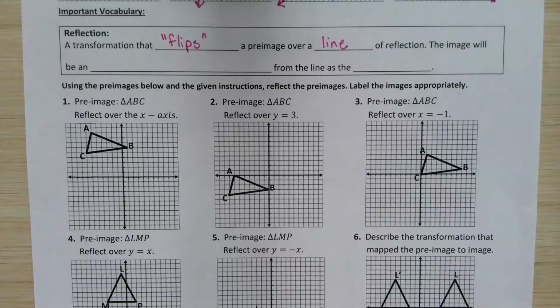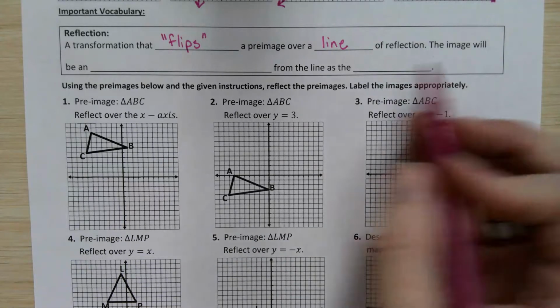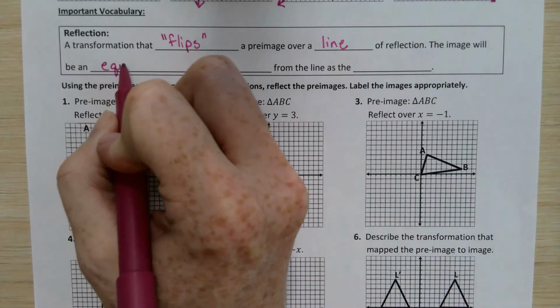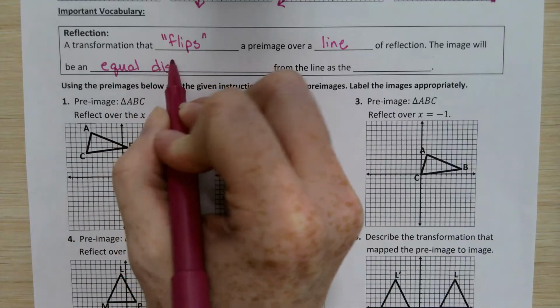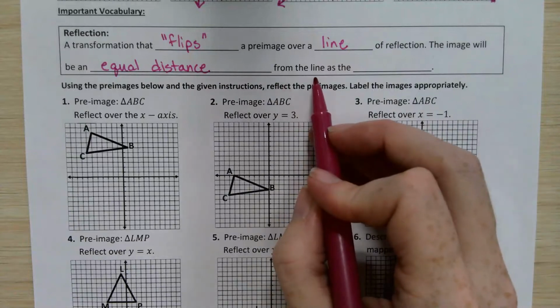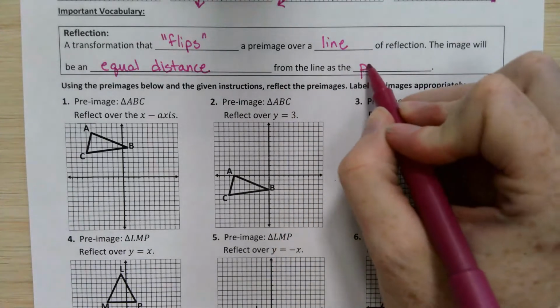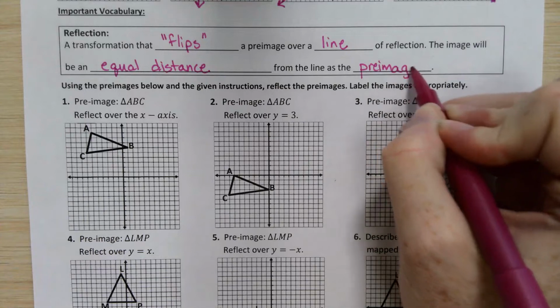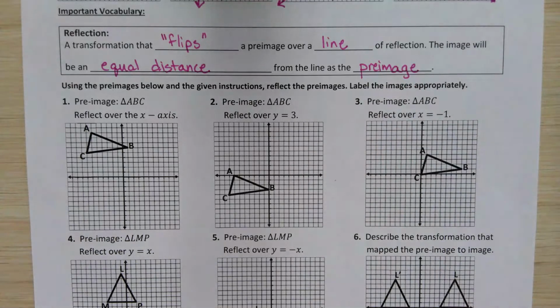That means that the image is going to be like a mirror of what we started with, but it will also be an equal distance away from the line as the preimage was. And so if our preimage is really close to our line of reflection, the image will be really close. If the preimage is really far, then the image will be really far. So the best way to do this is to just practice.